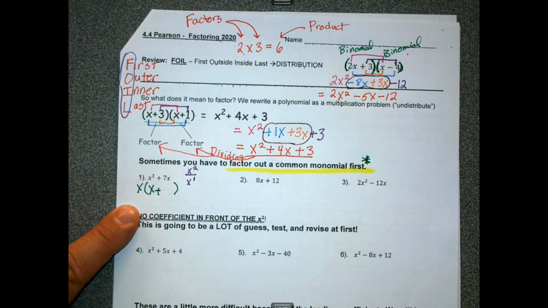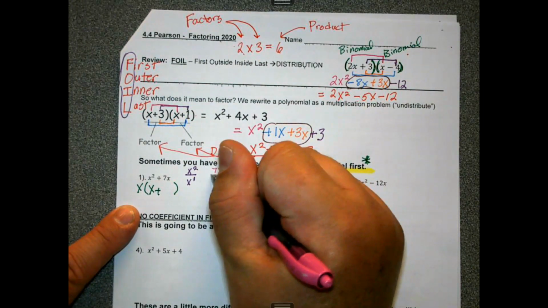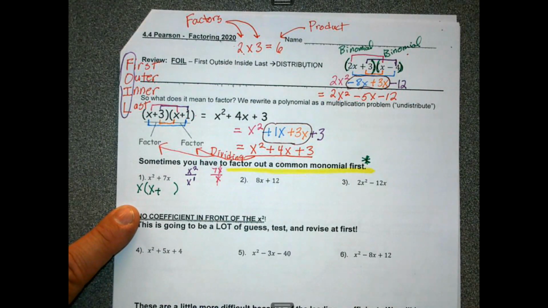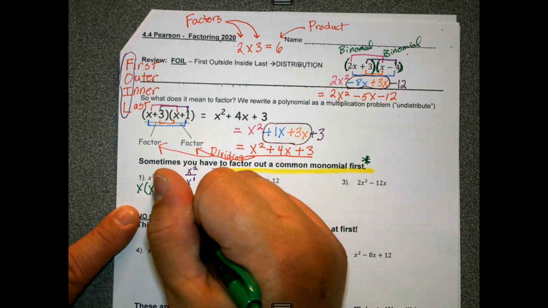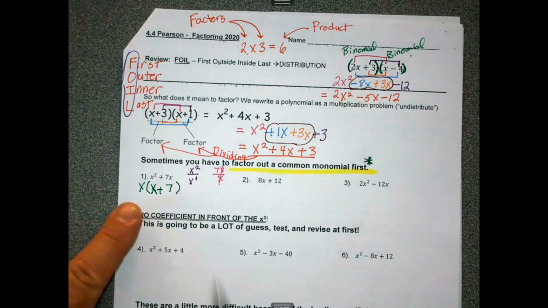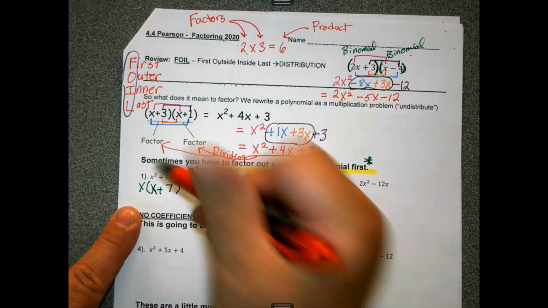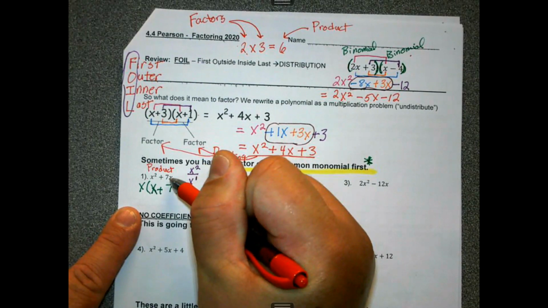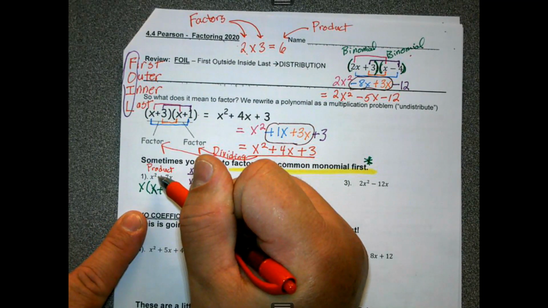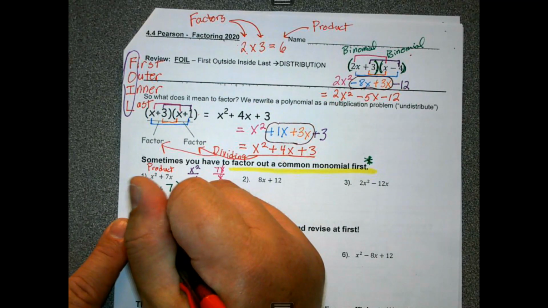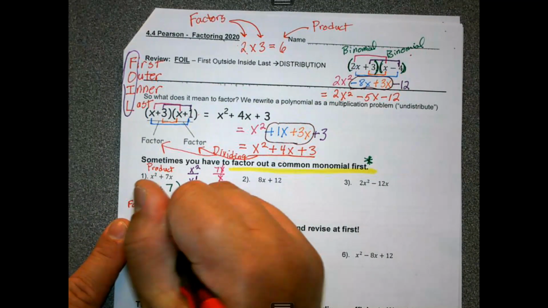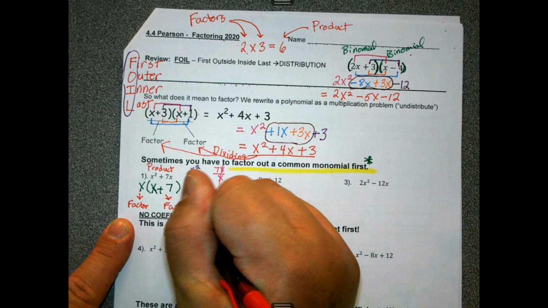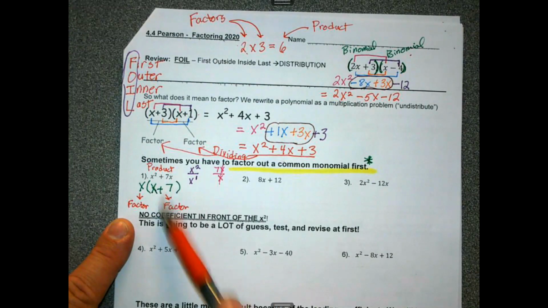Then we're going to take our 7x and divide it by x. Well, those x's cancel and I'm just left with 7. So there's my two factors, right? Here's my product. This polynomial, or quadratic, because it's a squared, is called a quadratic. And here's my factor of x, and I'm multiplying it by another factor of x plus 7. Hence the name factoring.